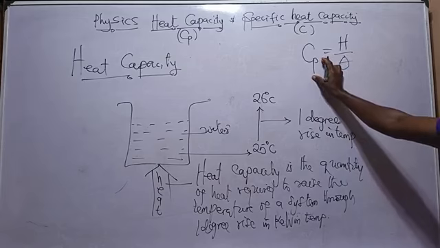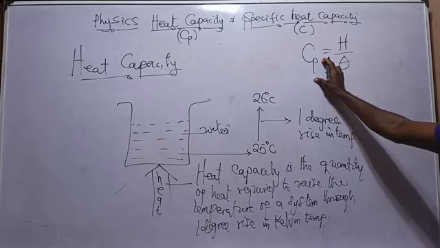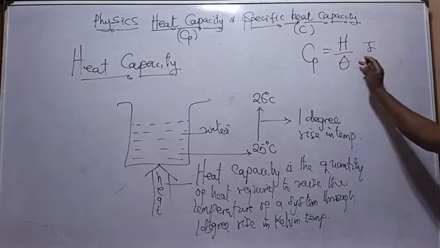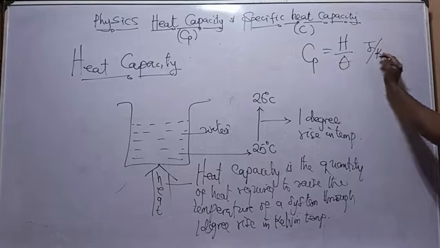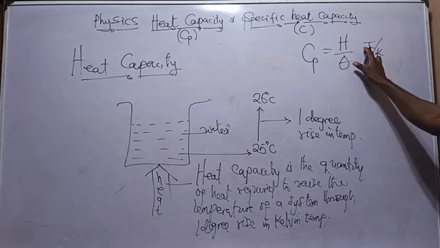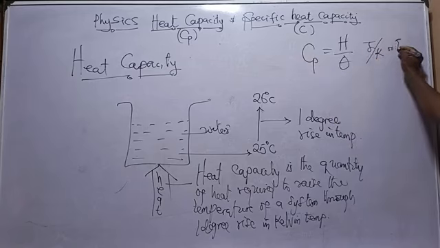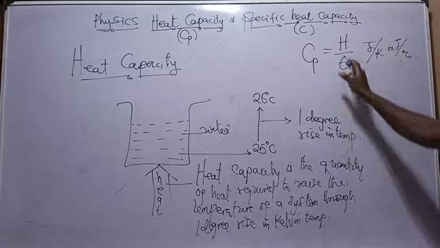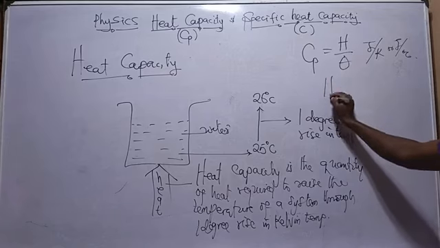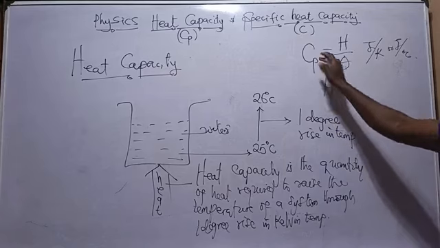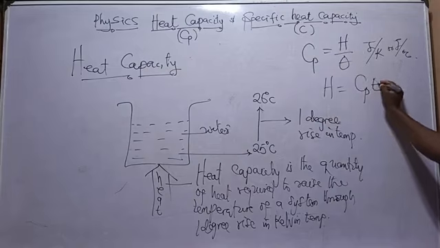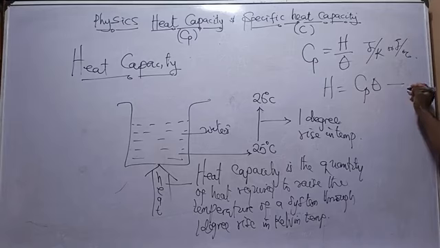Now, the heat capacity has a unit, such as other quantities. Heat is measured in joule, temperature is measured in Kelvin or Celsius. So in that case, we have the unit of heat capacity as joule per Kelvin or joule per Celsius. Now, if you make H the subject, you have the quantity of heat as the heat capacity times temperature rise. So in that case, you have this as a formula of heat.